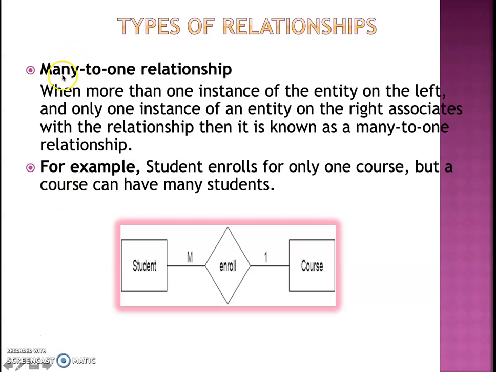Next is many-to-one relationship, in which sometimes many entities can be related to one entity, like many students enroll in a particular course. There is only one course, but the students are many. So we can represent this relationship as many-to-one relationship, where M and 1 represent many to 1.